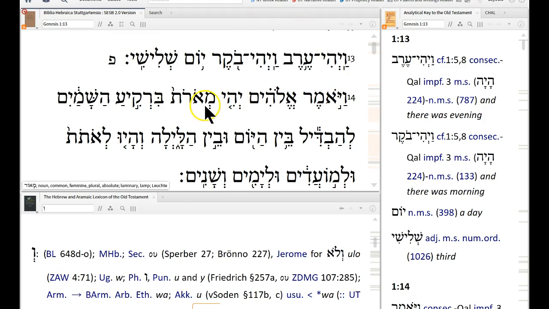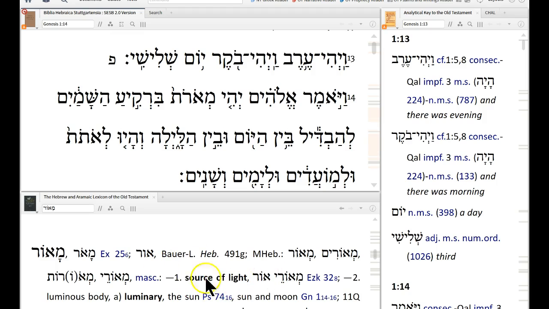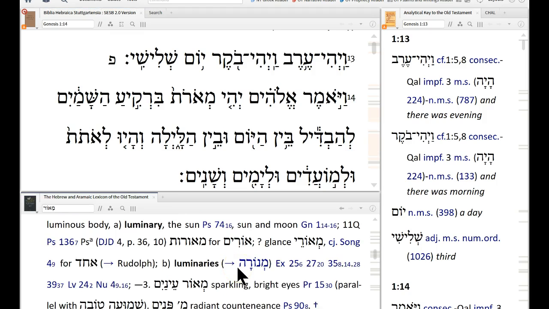Vayomer Elohim Yehi Me'oroth Birakia Hashemayim Lehavdil Bein Hayom Uvein Halayla Vechayu Laoto Lamoedim Ul Yamim Vashanim. And Elohim said, so we've got our formula again, let there be lamps. So this is the usual word for luminaries. Let there be things causing light.